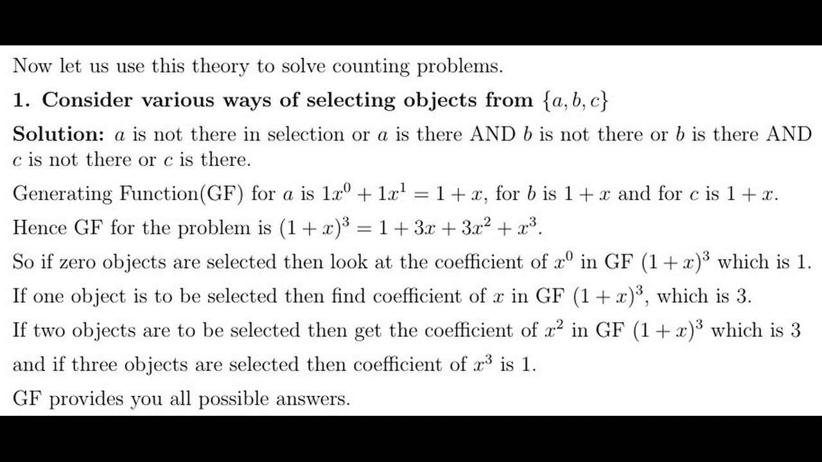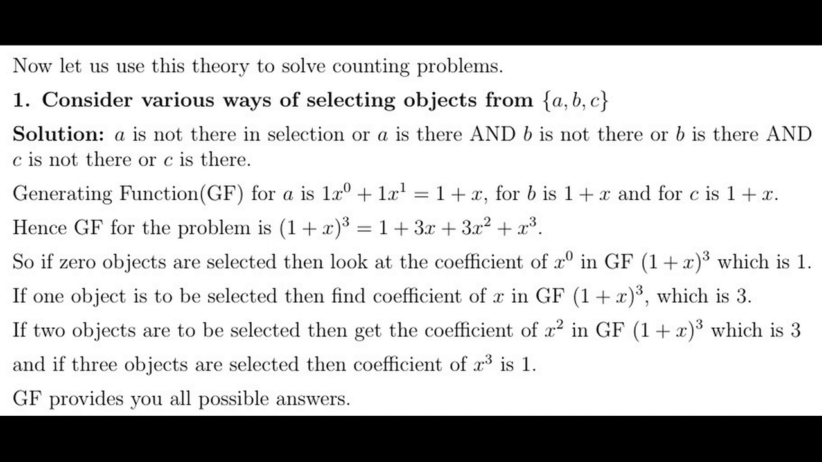So consider various ways of selecting objects from the set A, B, C. In how many ways can you select 0 objects out of A, B, C? In how many ways can you select 1 object? In how many ways can you select 2 objects? In how many ways can you select 3 objects? This is the question. Which means either A is present in your selection or it is absent. Similarly, B is present or B is absent, and C is present or C is absent.